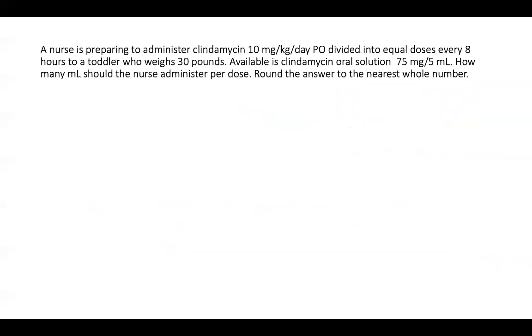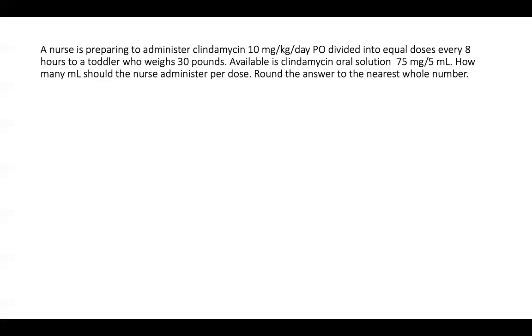Okay, nurse is preparing to administer clindamycin, 10 milligrams per kilogram per day, PO divided into equal doses every 8 hours to a toddler who weighs 30 pounds. Available is clindamycin oral solution, 75 milligrams per 5 milliliters. How many milliliters should the nurse administer per dose? Round the answer to the nearest whole number.